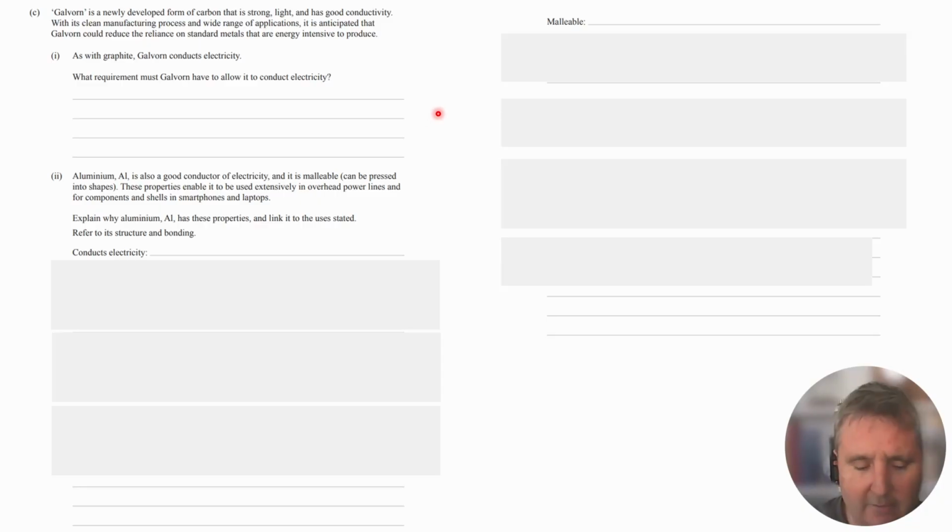So we're going back to the properties of solids here. So the requirement of anything to be able to conduct electricity is it must have charged particles that are able to move.